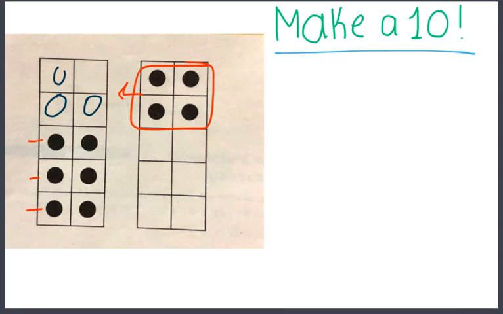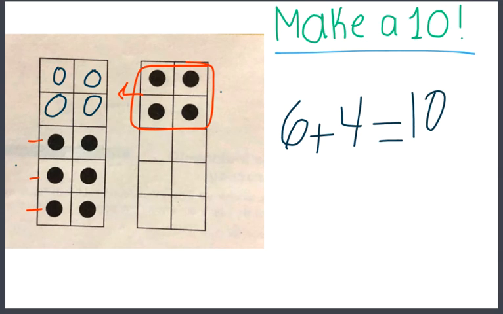1, 2, 3, 4. I have filled up the double 10 frame, so I have 10 in there. I have filled it up. I have made a 10. So I know that I have 6 on one side plus 4 on the other equals 10. I also can recognize that as a combination of 10 fact. 6 and 4 make 10.